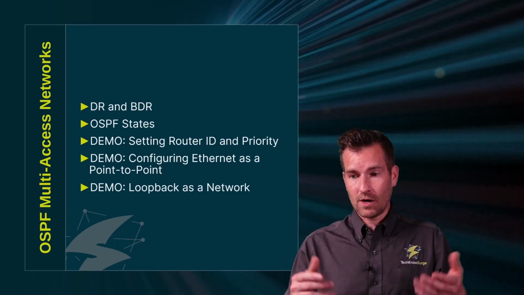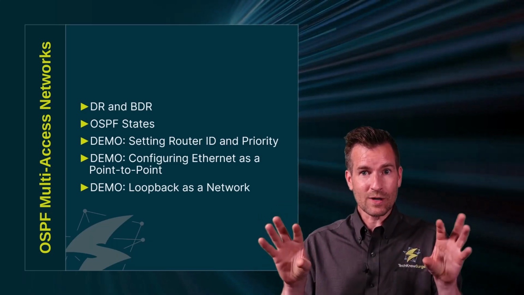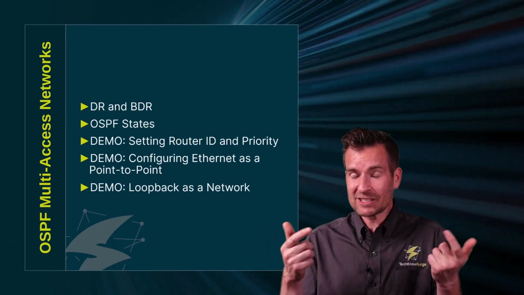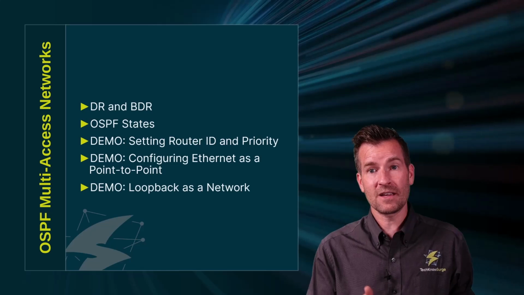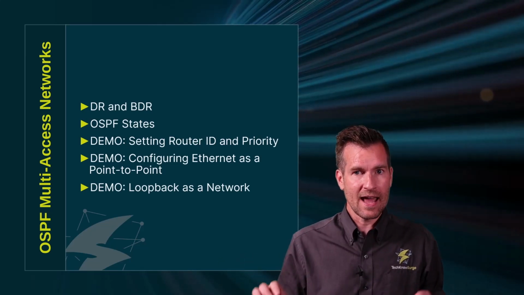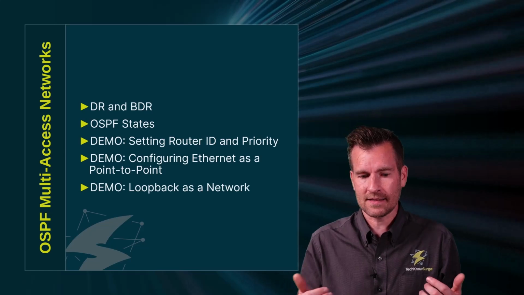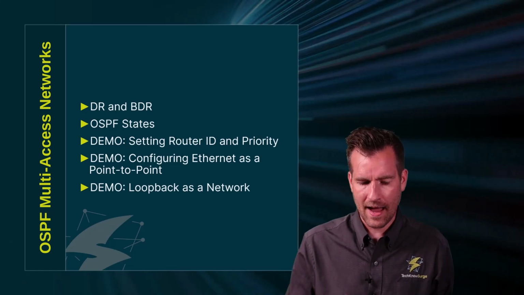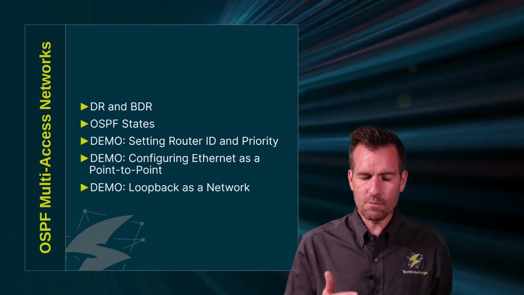There are times when we are interconnecting with a multi-access network, Ethernet, between two different devices. However, there's just two devices on it. It's point to point. And so we'll take a look at configuring an Ethernet as a point to point. That way those two devices don't have to go through this whole election process and elect a DR and backup designated router and all of that. And then we'll finish things off talking about a loopback as a network.